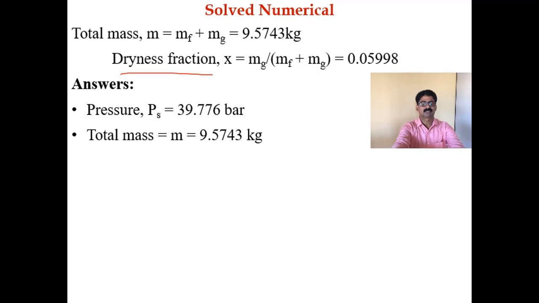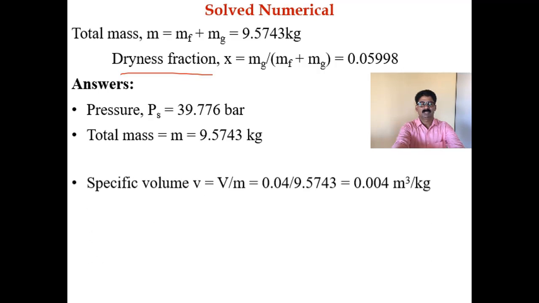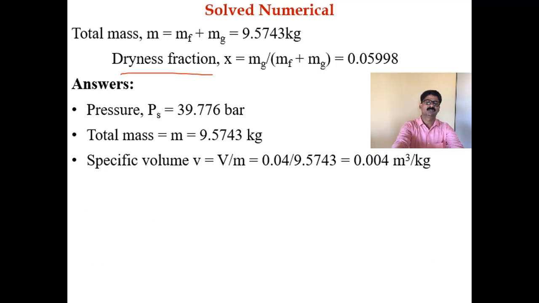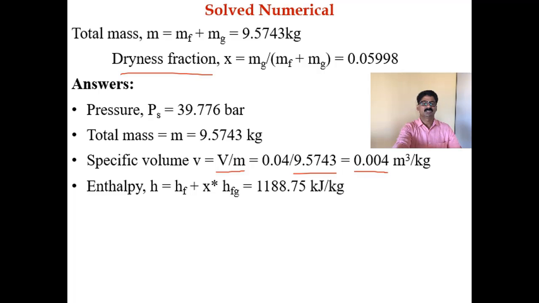Before that, let us start writing answers. Pressure is 39.776 bar, that is what you noted from the steam table at 250 degrees Celsius. Total mass we just calculated. Now specific volume v is equal to capital V by M. So M is 9.5743, and you get 0.004 meter cube per kg. And enthalpy h is equal to hf plus x into hfg. All the formulas for wet steam are used to find the other properties like enthalpy, entropy, and the internal energy.